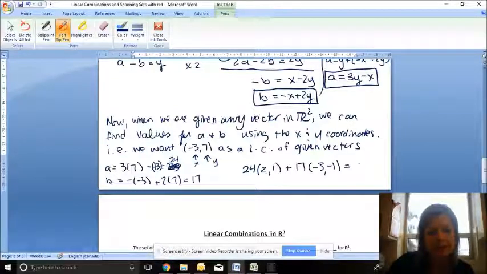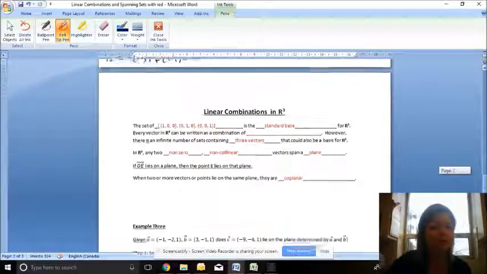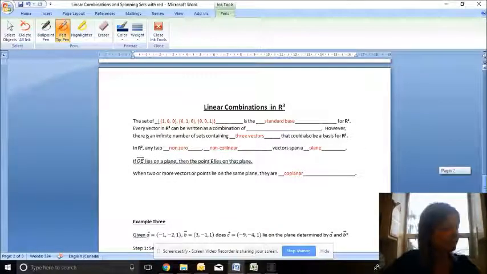That will give us the vector that we want, -3, 7. So this process can be done for any vector in R2, anything, any vector. So that's why it means that these two given vectors span R2, because you can create a linear combination to come up with any resultant that your little heart desires.